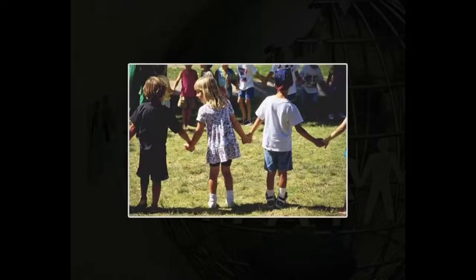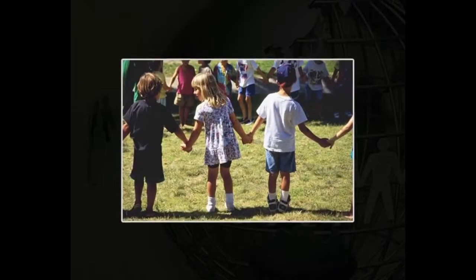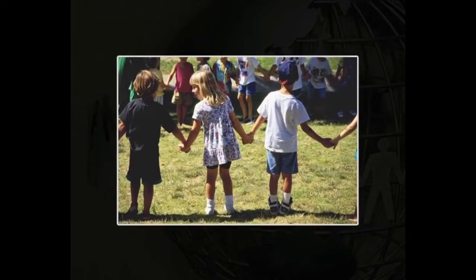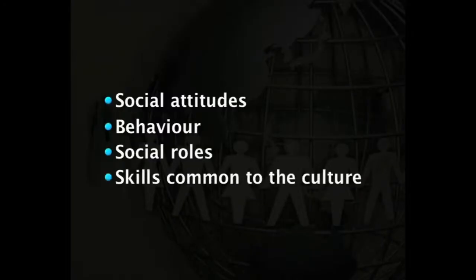Socialization. It is the process through which a child is shaped into a socially acceptable individual to fit into a culture. Becoming socialized means that the individual behaves in ways that are acceptable in his culture. The child gets socialized by the agents in his community. This process is fundamental to social development since it develops social attitudes, behavior, social roles and skills common to that culture.